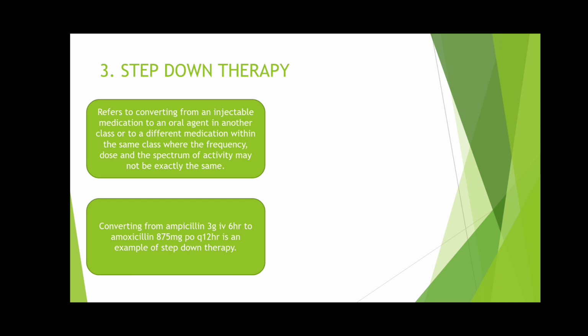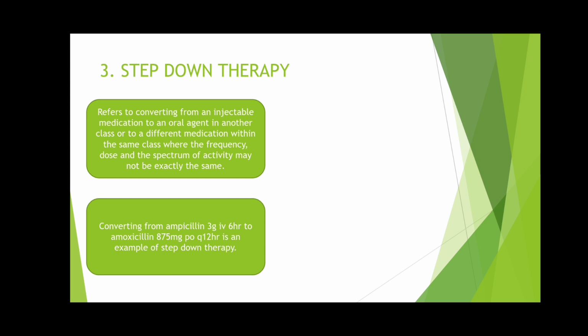The last third one is the step down therapy. It refers to converting from an injectable medication to an oral agent in another class, or to a different medication without the same class, where the frequency, dose and the spectrum of activity in case of antibiotics may not be exactly the same. A simple example is converting from ampicillin 3 gram intravenous every 6 hours to amoxicillin 875 mg per oral every 12 hours is an example of step down therapy.